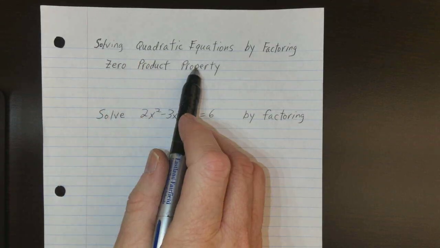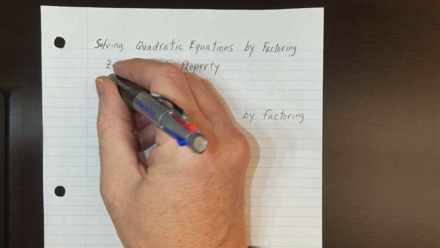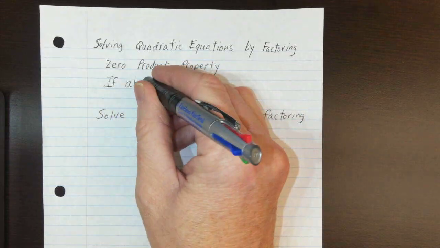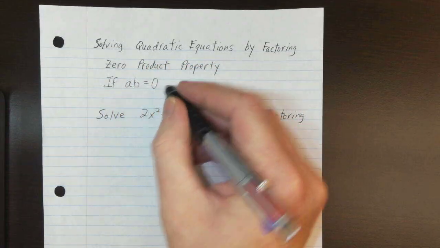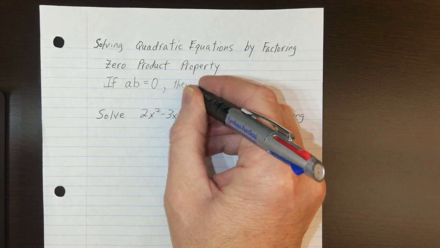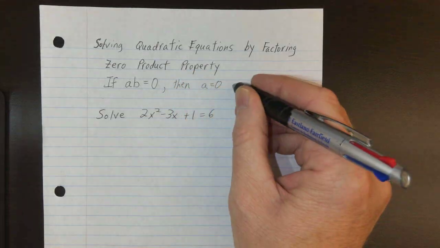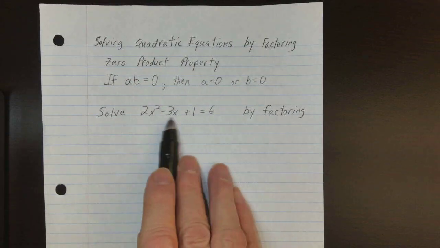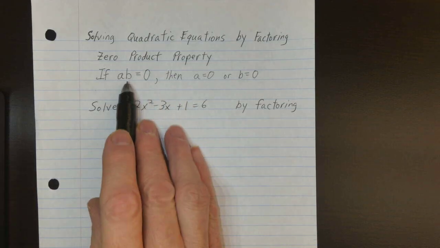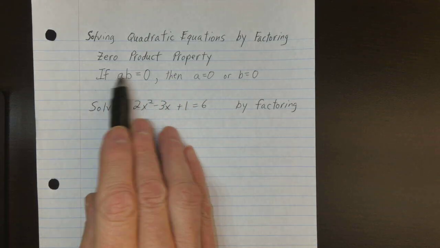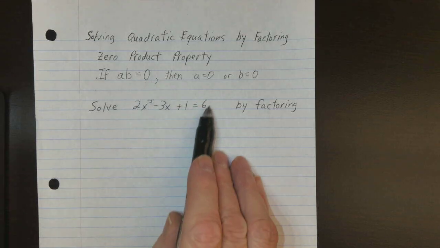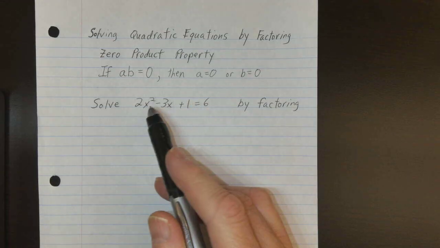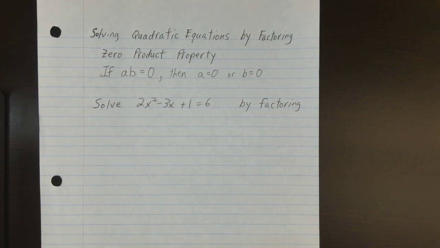The property that we use is the zero product property, and that simply states if a times b equals 0, so two numbers multiplied together to equal 0, then a equals 0 or b equals 0. So when we are solving a quadratic by factoring, we get it to a product of some kind, set equal to 0, and when one of those factors is 0, that is a solution to the equation.